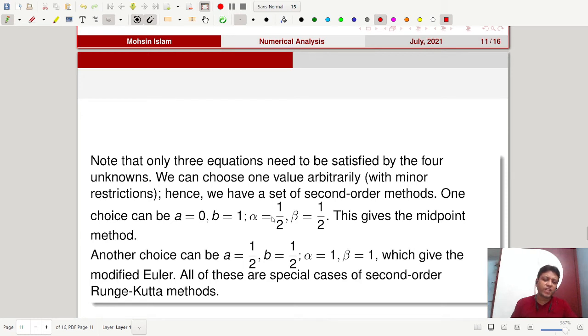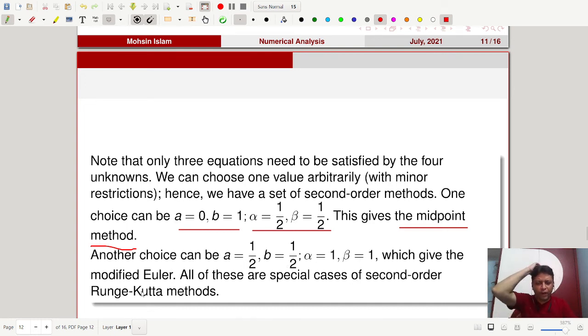Hence, we have a set of second order methods. One choice can be a equal to 0, b equal to 1, alpha equal to half, beta equal to half. This gives the midpoint method. Okay, clear? We talked about the midpoint method in the last video. Another choice can be a equal to half, b equal to half, alpha equal to 1, beta equal to 1, which gives the modified Euler method.